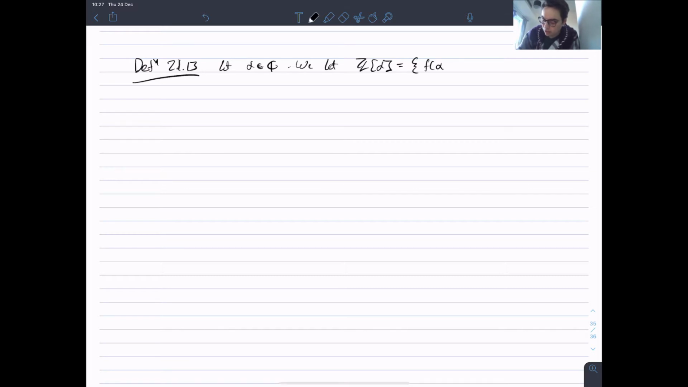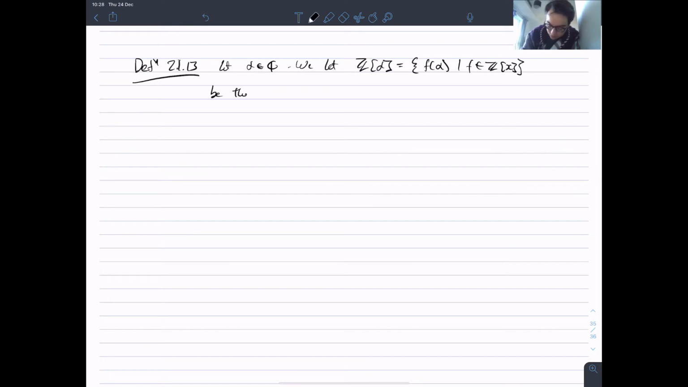So I'm going to start with defining something that we saw a little bit last time, but I just gave the definition of it as a set. So here's some notation. Definition 2.1.13. Now let alpha be some complex number, and we let Z[alpha] be the ring whose elements look like f(alpha), where f is some polynomial in Z[x].